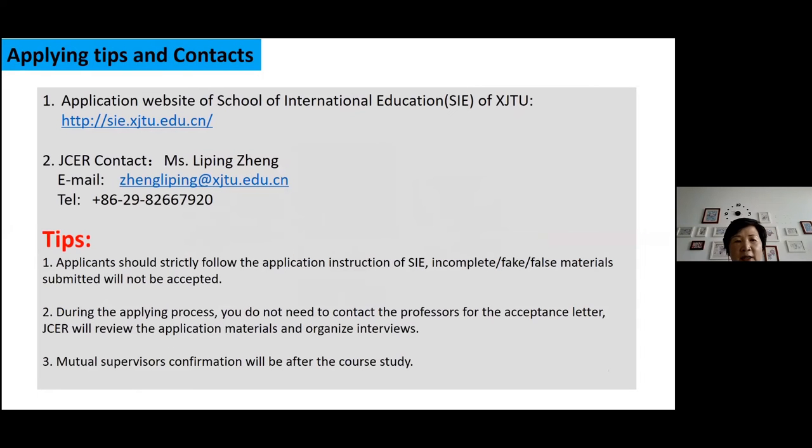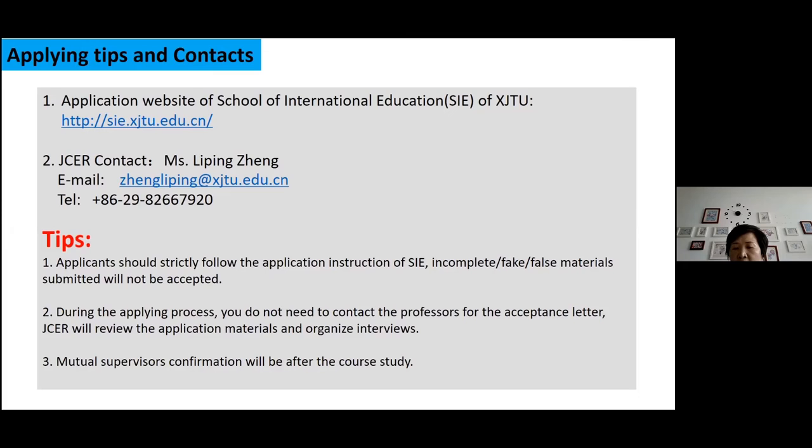Okay, here are the application tips and the contacts. The application website of the School of International Education of our XJTU is like this. And if you want to contact our center's secretary, Ms. Zheng Liping, her email and telephone are here. And here are some tips for you to refer to. Because every year our professors get emails from unknown students asking for an acceptance letter. So basically in our center, applicants should strictly follow the application instructions of SIE, the School of International Education.